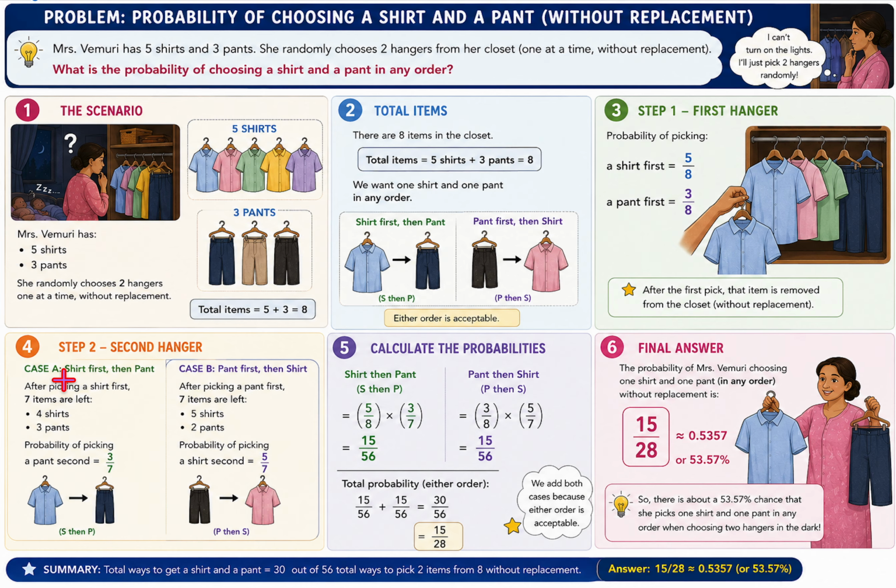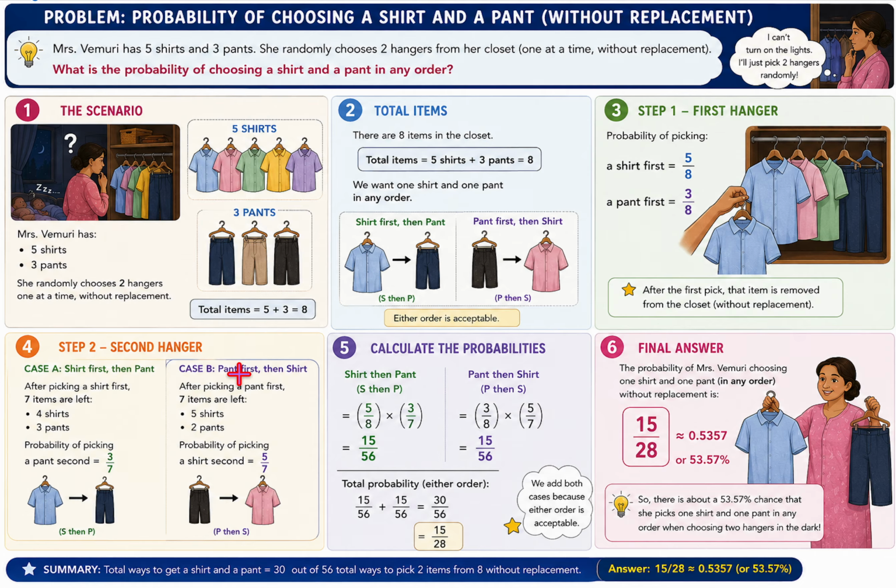Okay, case A and case B. Let's see. First is shirt, then pant. So after picking a shirt first, now there are 7 items left in total. So 1 shirt out, so that's 4 shirts and 3 pants. So probability of picking a second pant is 3 out of 7. So you need to know that.